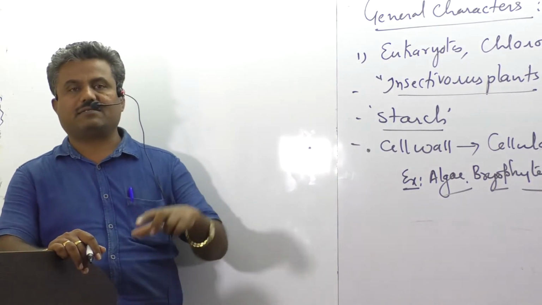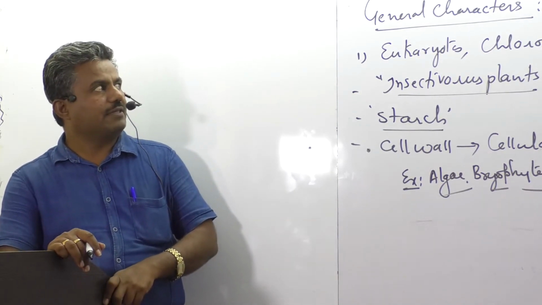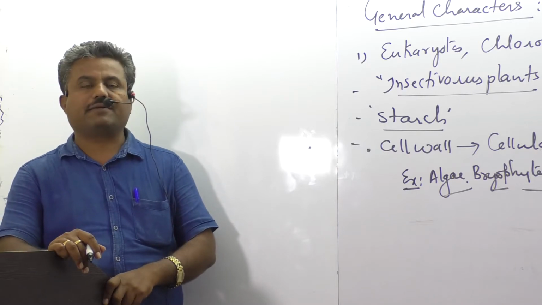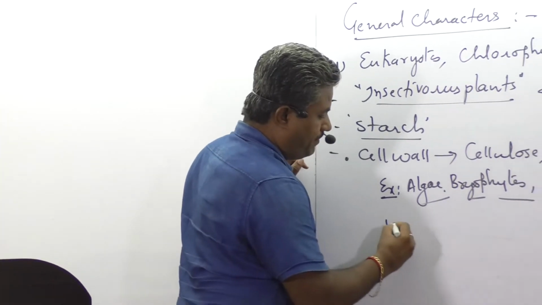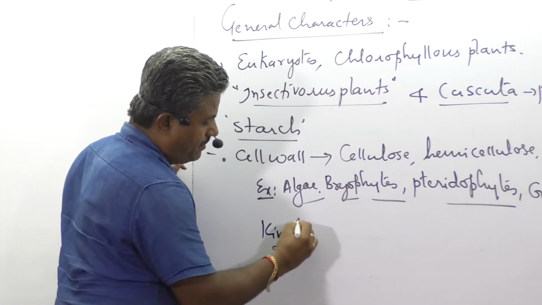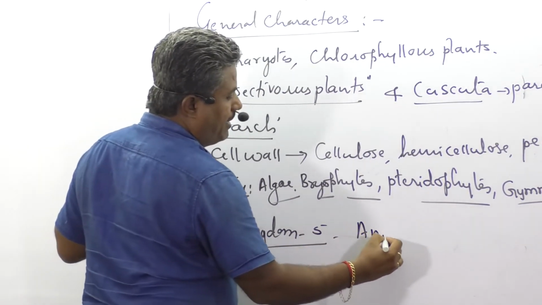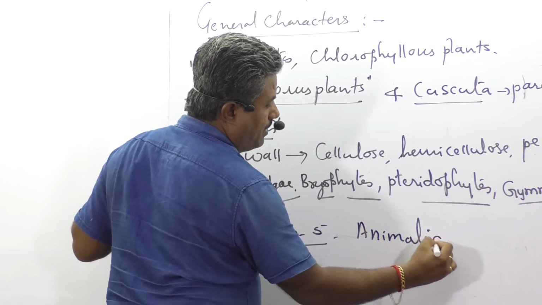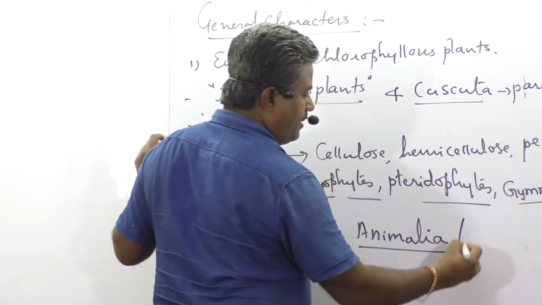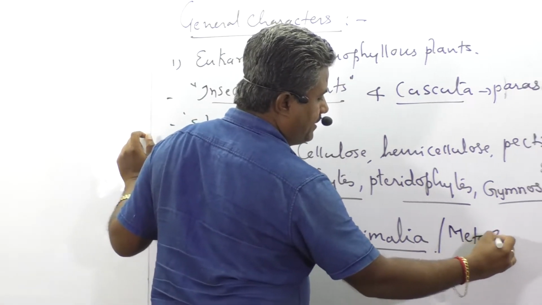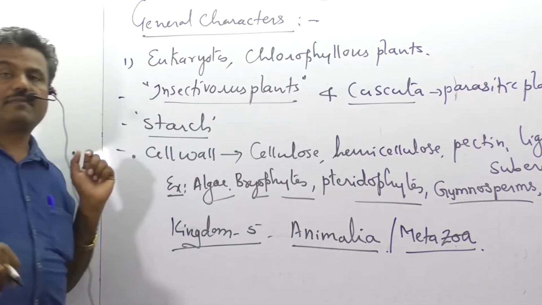Okay, these are the general characters of members of kingdom Plantae. And kingdom number 5, Animalia, or this is also known as Metazoa.